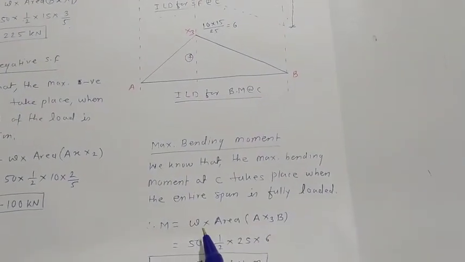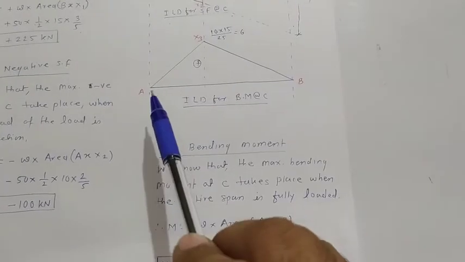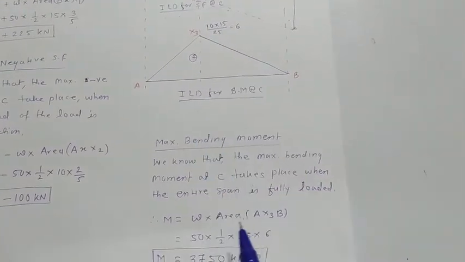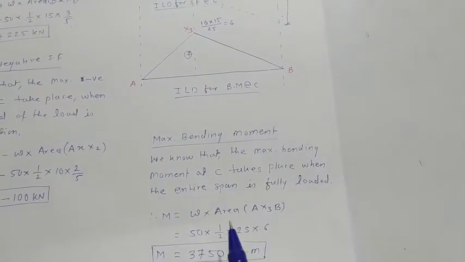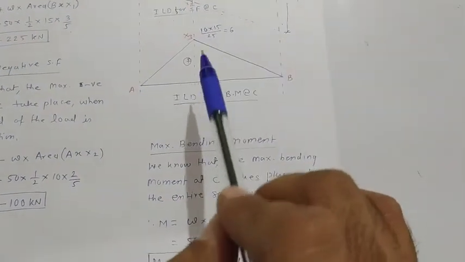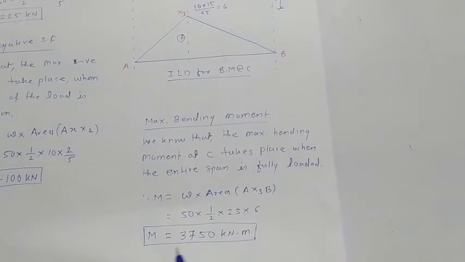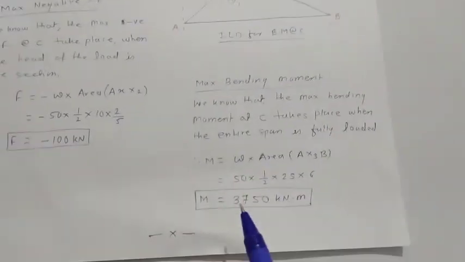So bending moment is W into area of the triangle AXB. 50 into half base into height is 6. From this one you can calculate the maximum bending moment.